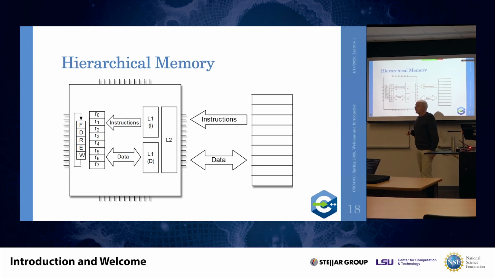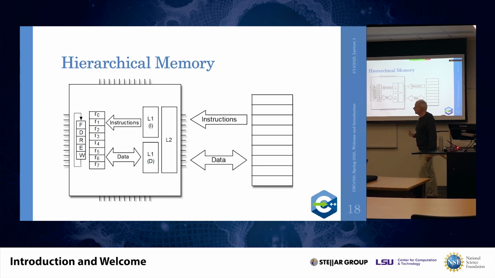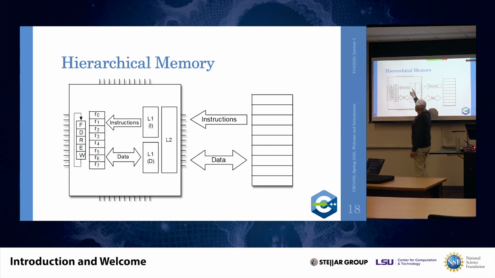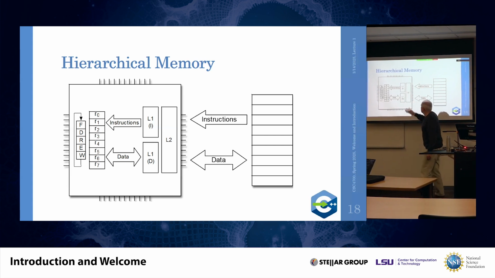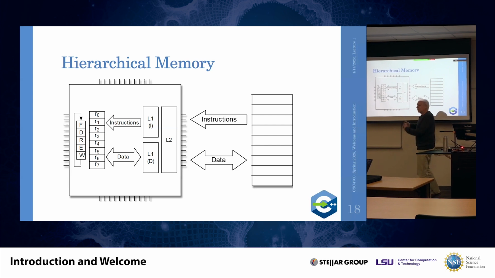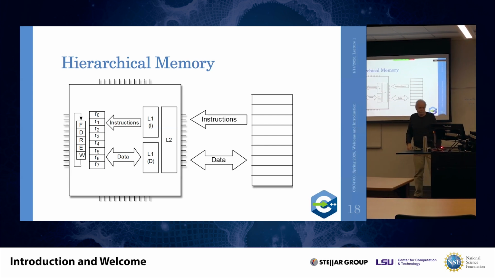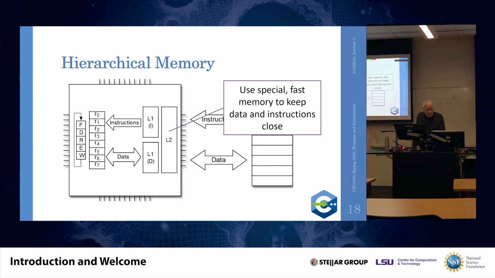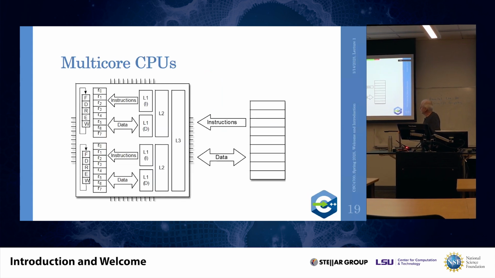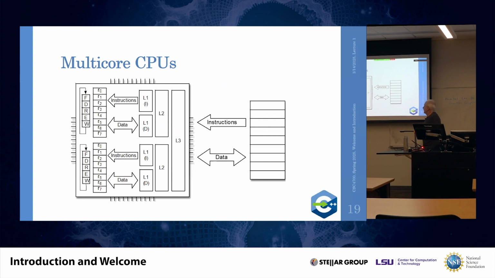because level 1 cache, the cache that is closest to the cores, operates essentially at the same clock rate as a core. So accessing something from level 1 cache doesn't slow down the execution, the operation of the core. Then there's a level 2 cache, which is a bit further away, a bit larger, and the external memory. So we use special fast memory to keep data and instructions close to the core. And we will talk about that a lot.